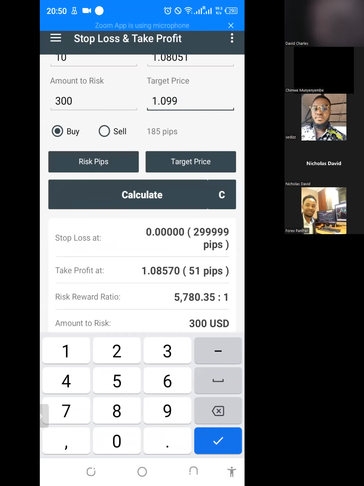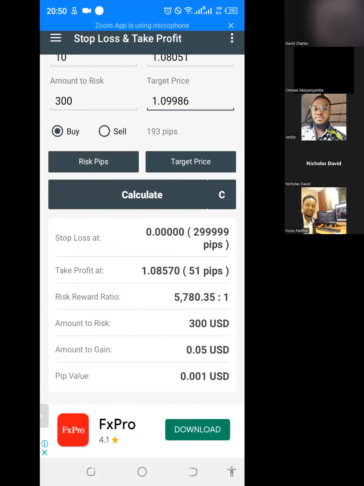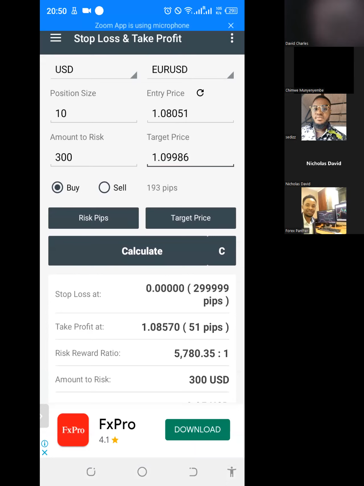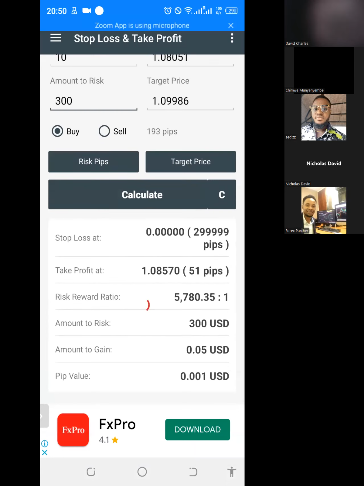Okay, so we have a new target price over there, right? So that's our entry price over there, and then we calculate. The more you put, the more you gain. You understand? That's how it is.